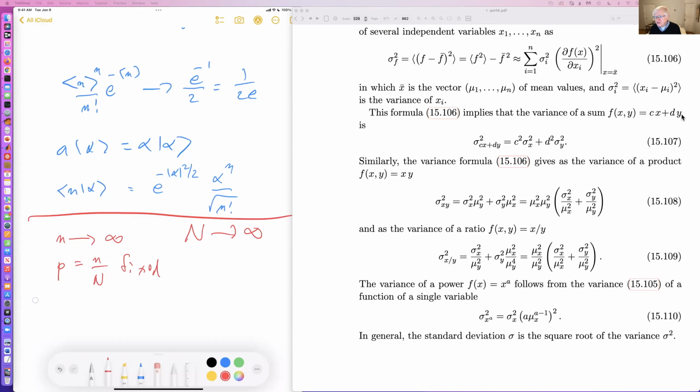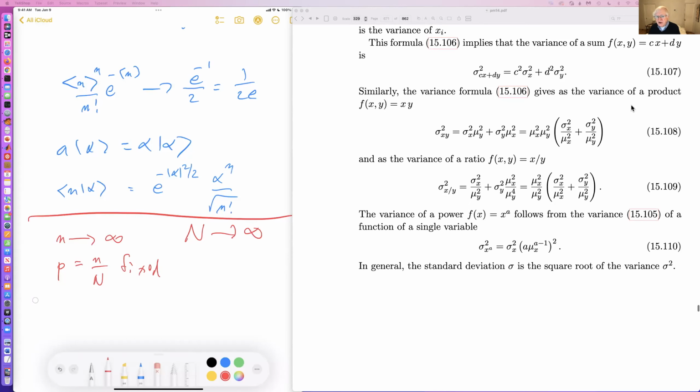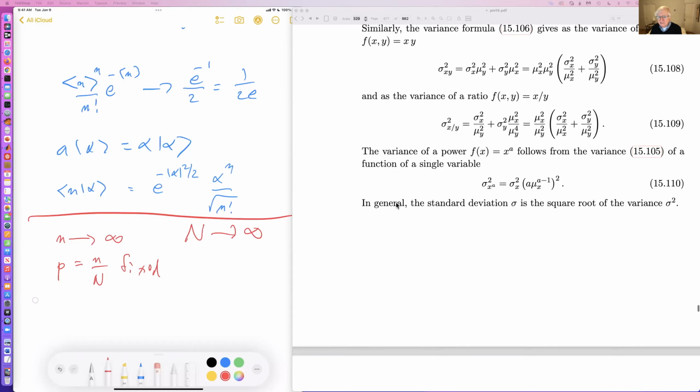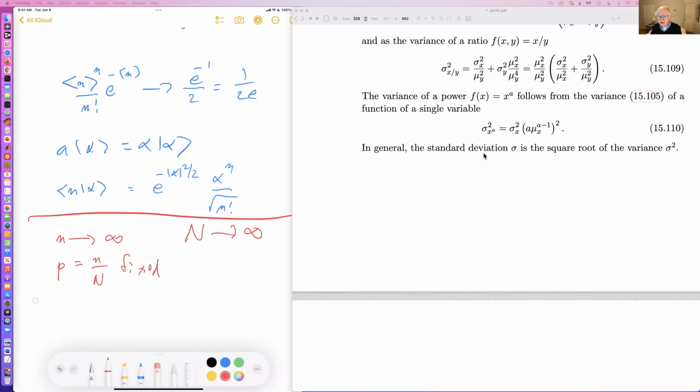And so if you have something that's a sum, then you can see that the variance of a sum turns out to be this, and the variance of a product, on the other hand, is a more complicated expression, and the variance of the ratio is this. I'm just using the earlier formula, and the variance of a power turns out to be this, and in all this, the standard deviation is the square root of the variance.